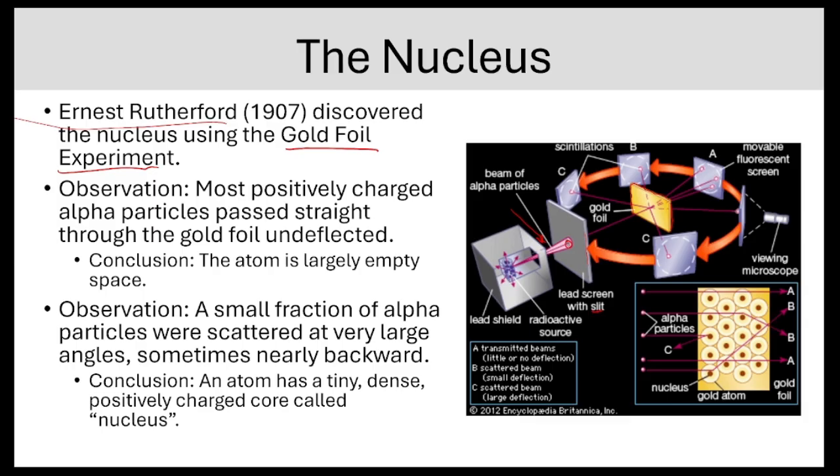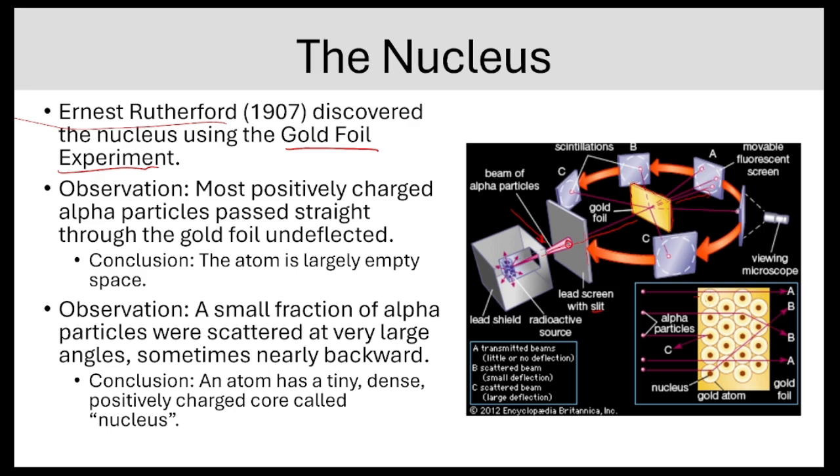When he performed this experiment, he expected all the alpha particles to pass straight through with minor deflection. So if J.J. Thomson's plum pudding model was true, meaning the positive charge was spread within the atom, the positively charged alpha rays should just pass straight through the gold foil with minimal deflection because of these small charged particles.